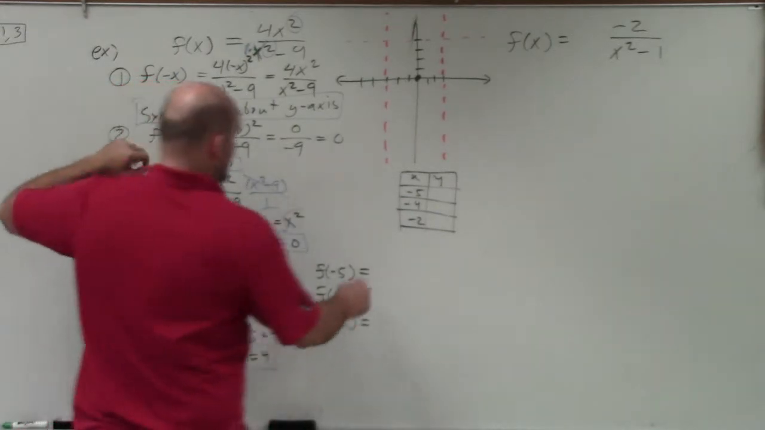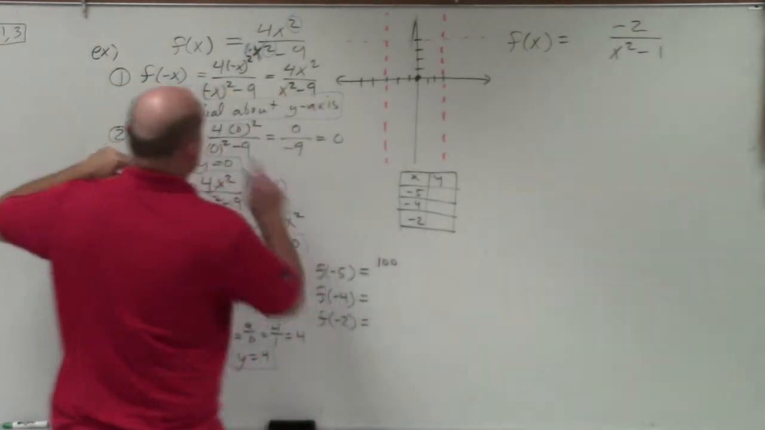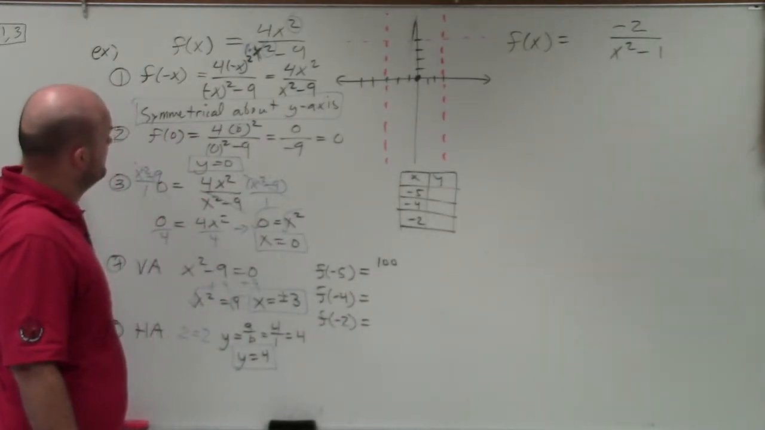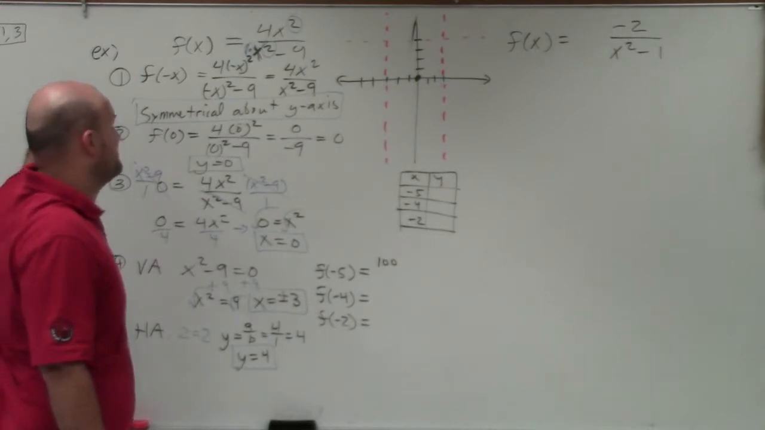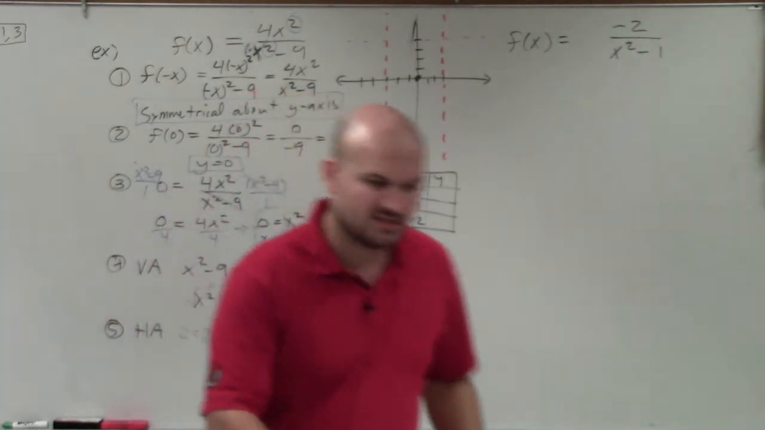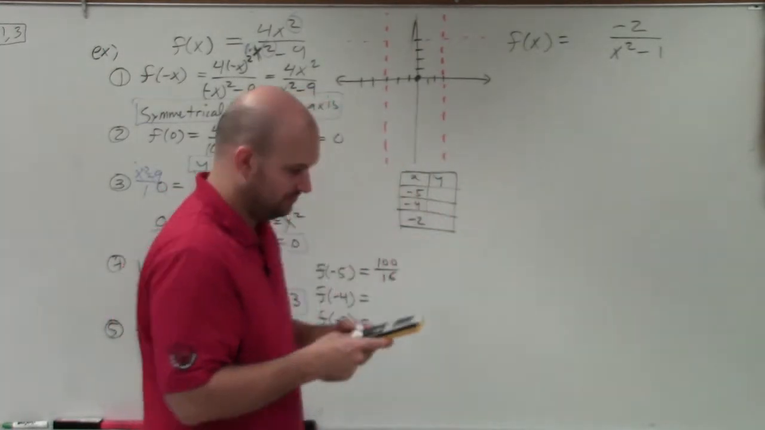25 times 4 is 100. Then -5 squared is 25, and 25 minus 9 is 16. So let's just do 600 divided by 16.